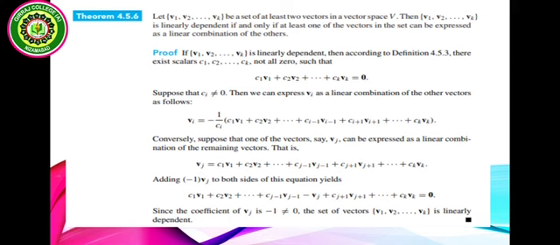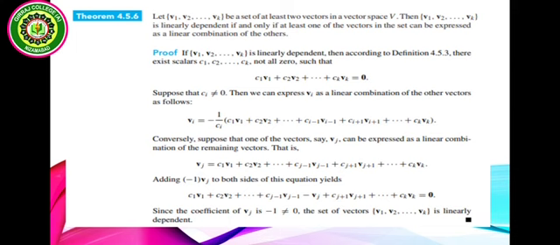So next there is a theorem. Let v1, v2, so on vk be a set of at least two nonzero vectors in a vector space V. Then v1, v2, so on vk is linearly dependent if and only if at least one of the vectors in the set can be expressed as a linear combination of the others. So if one vector is a linear combination of the others, then we say that the given set of vectors is linearly dependent. It is an if and only if theorem.